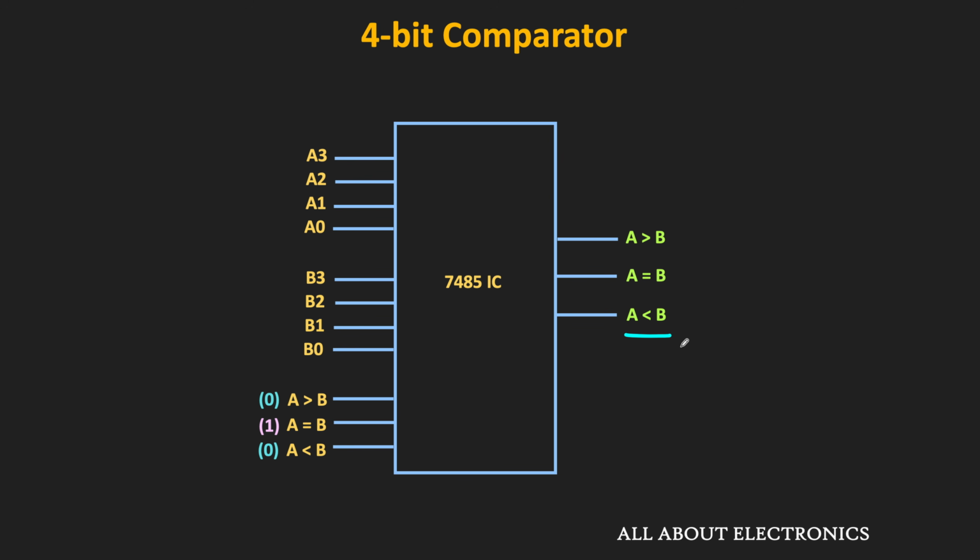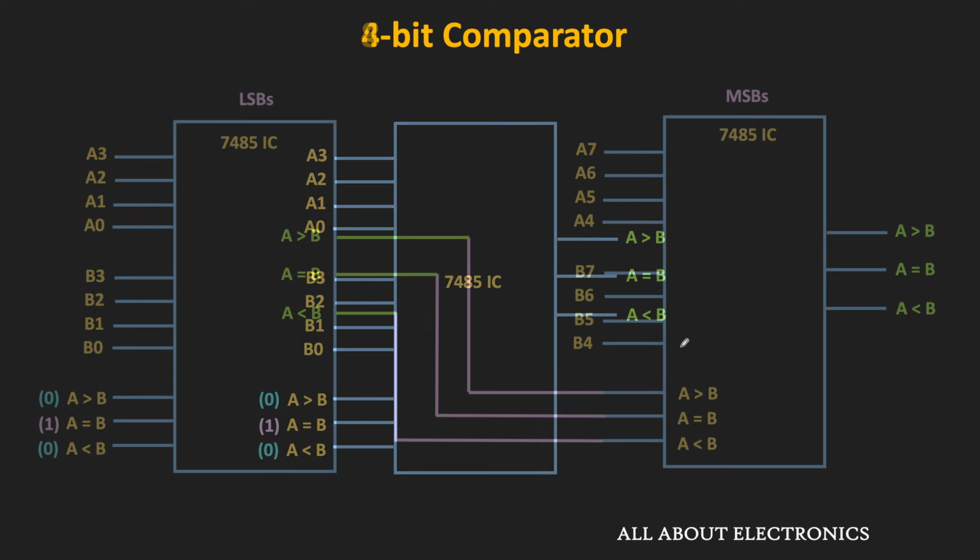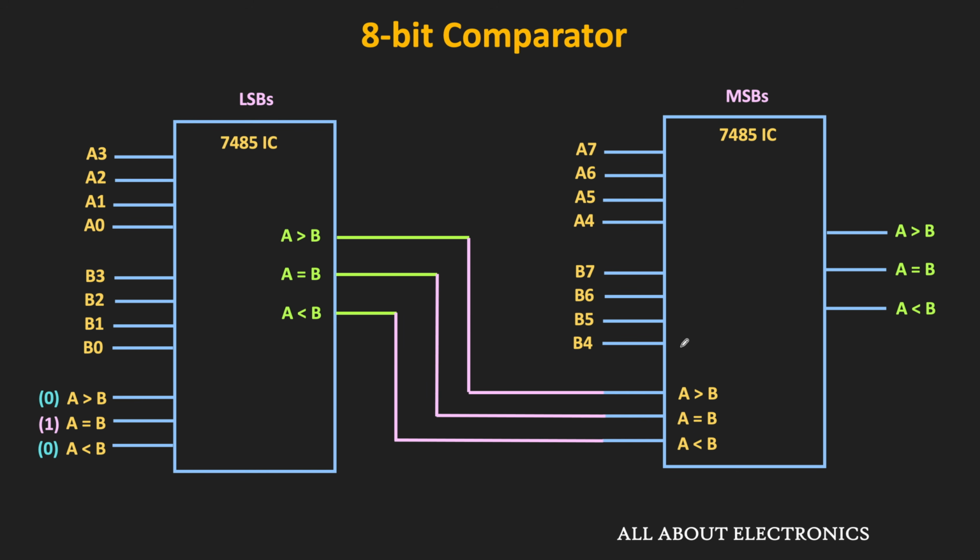Moreover, by cascading multiple such ICs, we can also compare n-bit numbers. For example, just by cascading two such ICs, we can compare 8-bit numbers. As you can see, the IC on the left-hand side compares the LSBs, while the IC on the right-hand side compares the MSBs of the two numbers. And here, the output of one IC is given as an input to the next IC. So as you can see, the A greater than B, A is equal to B, and A less than B outputs of the LSB IC are given as inputs to the next IC.